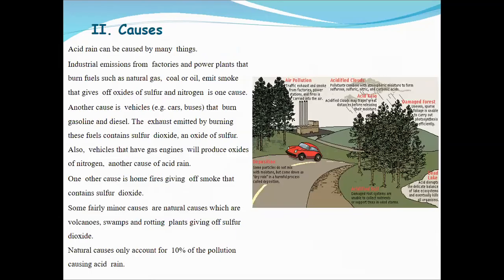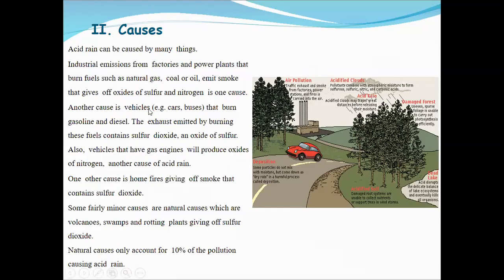Now, what are the causes behind it? The causes are mainly environmental pollution, so you have to think about the causes of environmental pollution. Industrial emissions from factories or power plants that burn fuel such as natural gas, coal, and oil emit smoke that gives off oxides of sulfur and nitrogen. This is the main and primary cause of acid rain.